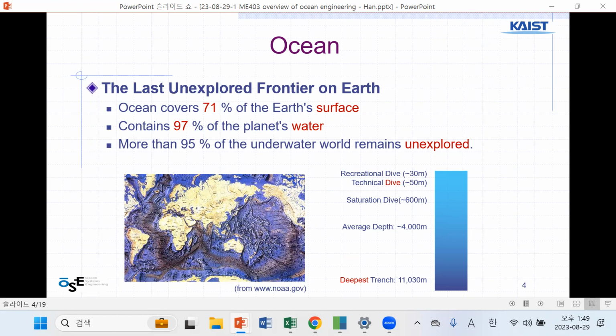Oh. And then technical dive and saturation dive. Saturation is the pressurized air tank. And average depths of the water, ocean of earth, and deep trench.